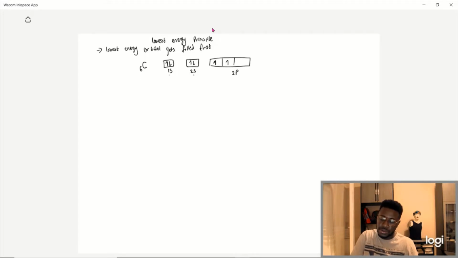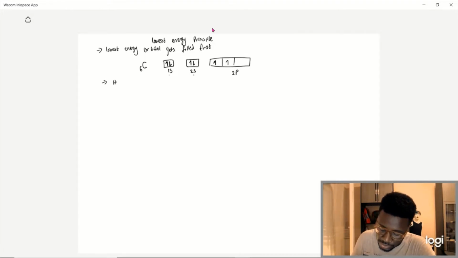When you're filling the electrons, you can show it in terms of arrows. One arrow is pointing up and one arrow is pointing down. We're going to explain why one arrow has to point up and one arrow has to point down later.